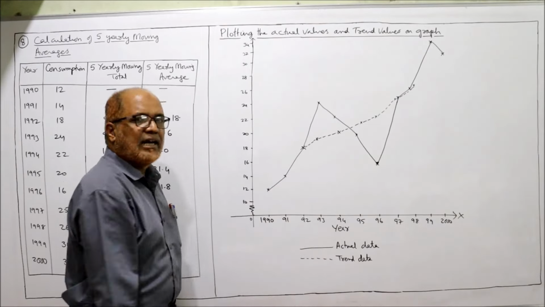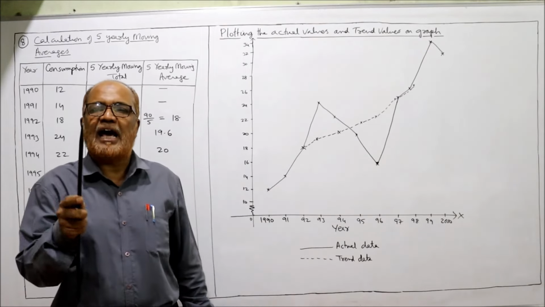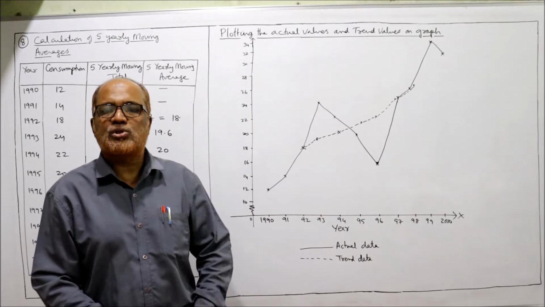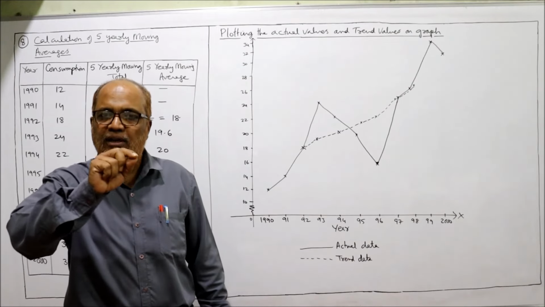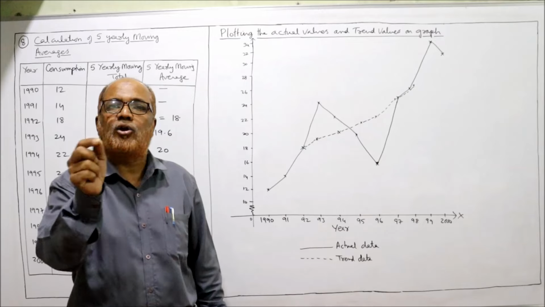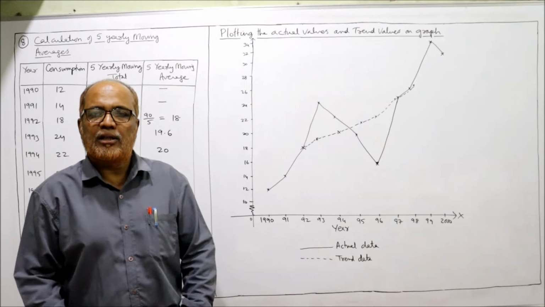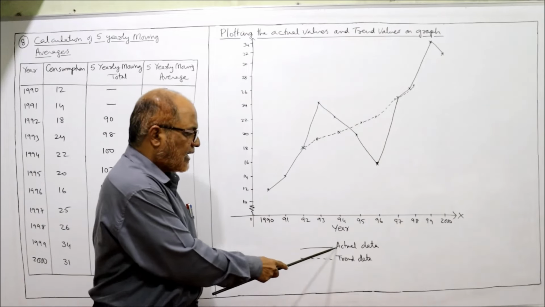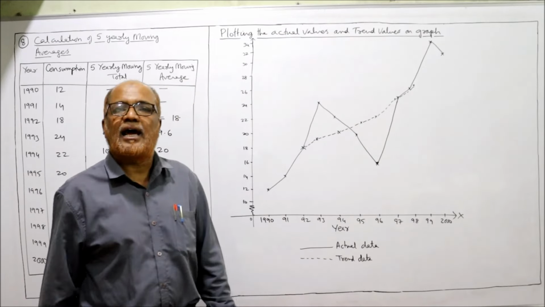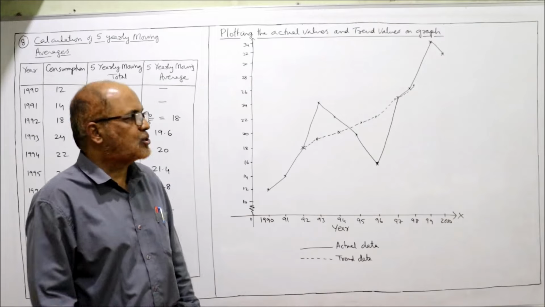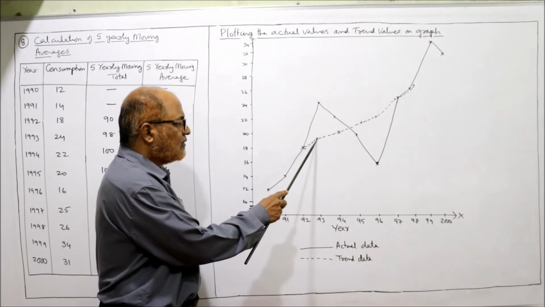Now, to differentiate between actual data and trend values, we are drawing a thick bold line and a dotted line. The 2 lines are there, bold line and dotted line. The bold line is for actual data and the dotted line is for the trend values. The trend values from here to here I have joined.